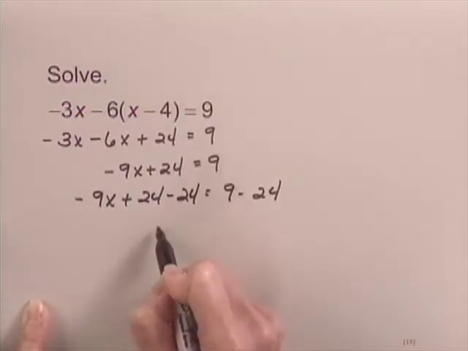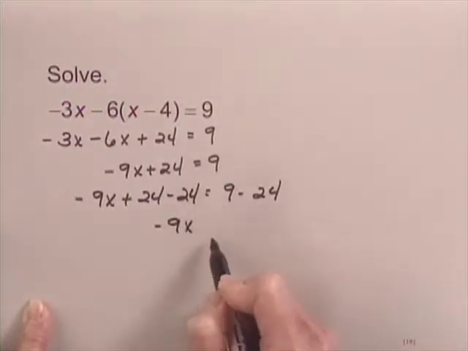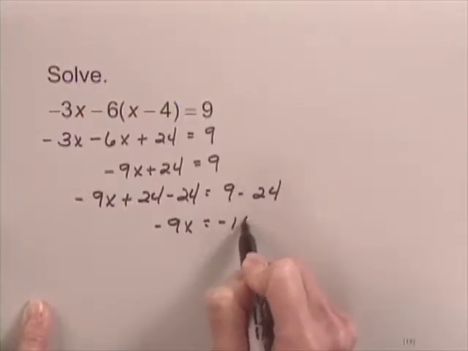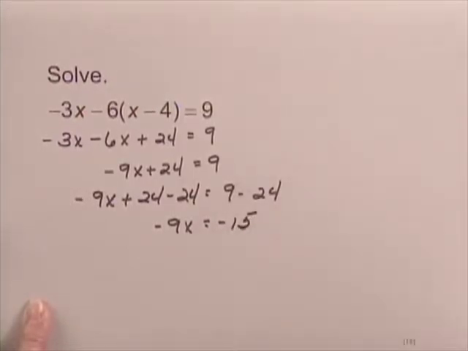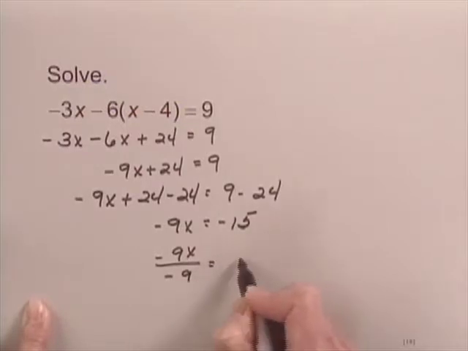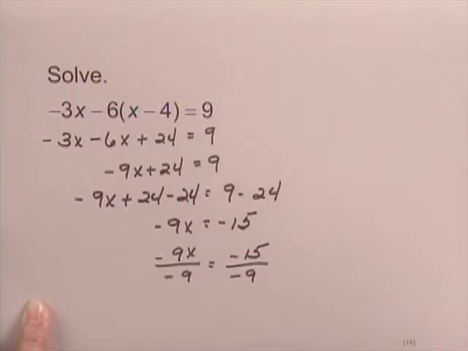On the left-hand side, I have negative 9 times x, and on the right-hand side, I have 9 minus 24, or negative 15. And now we see that if we divide both sides of the equation by negative 9, we'll have x alone on the left-hand side. So we have negative 9x divided by negative 9 is equal to negative 15 divided by negative 9. That leaves me with x on the left.